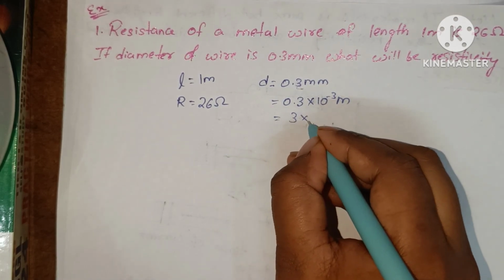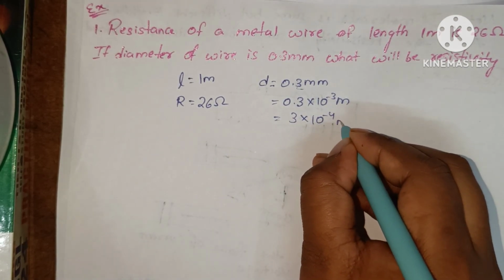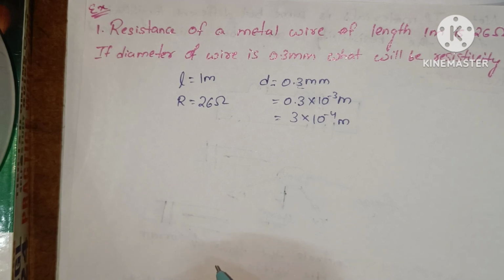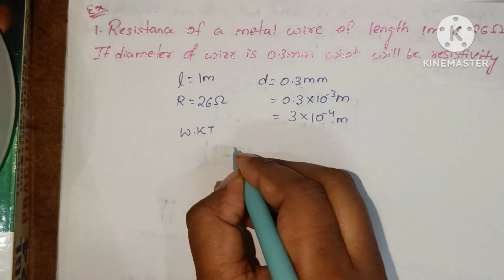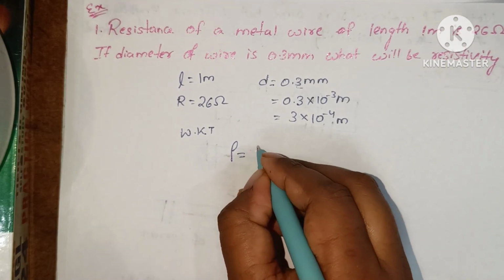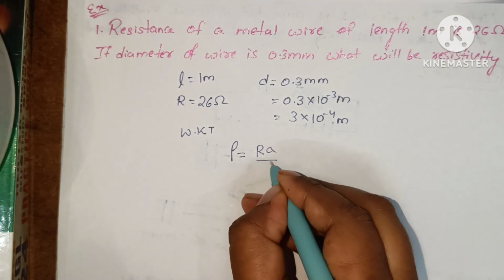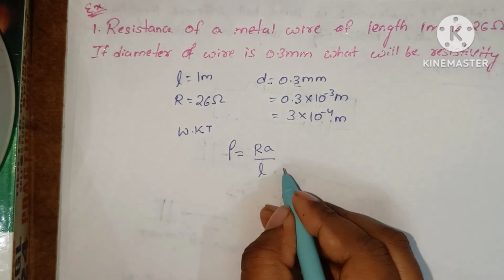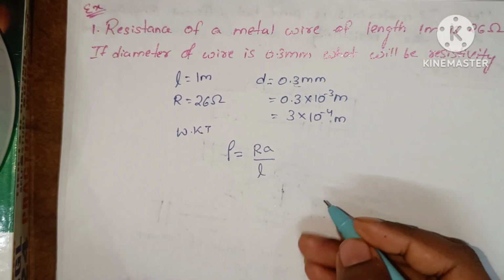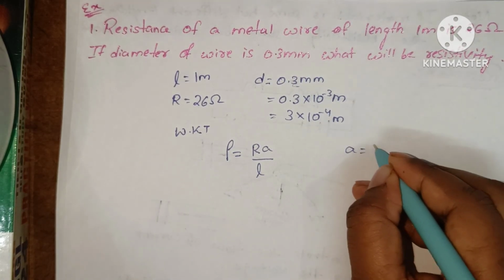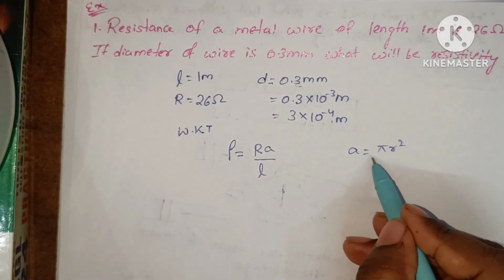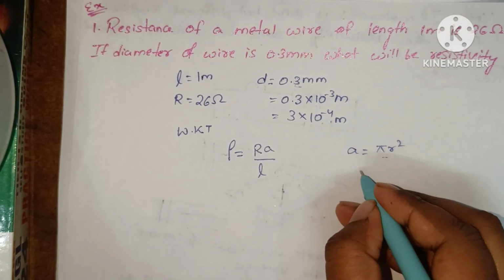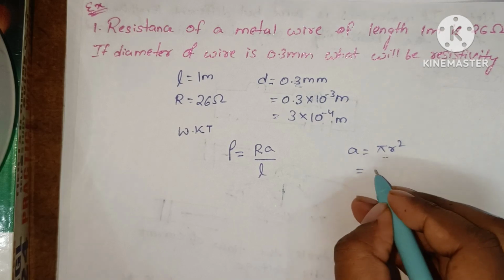If you take out the decimal, what will happen here? 10 power minus 4 meter. Right? So we know that, before I said the resistivity formula, RA by L. Resistivity equals RA by L. So here A equals how much formula? Pi r square, because the area of a wire will be in the form of a circle, right? So area of circle what? Pi r square. But here you have diameter.